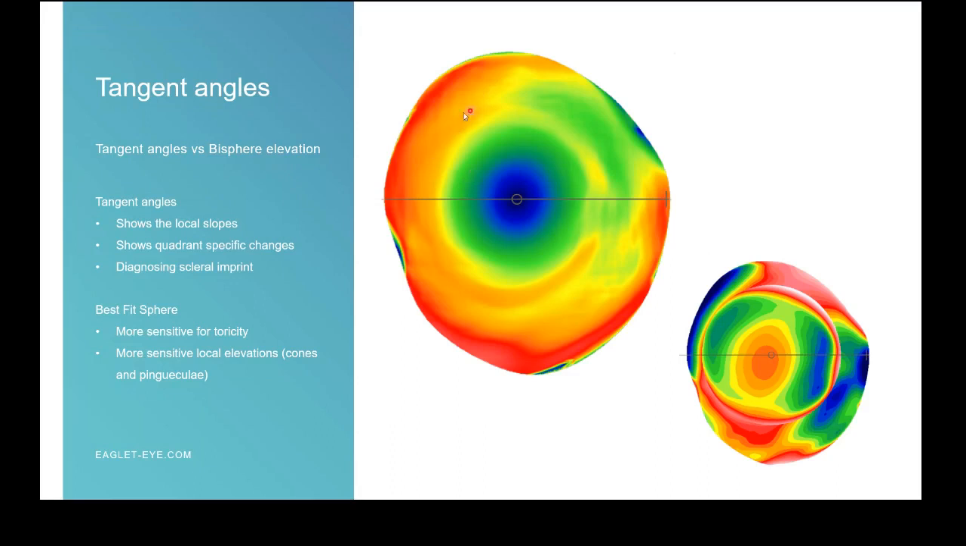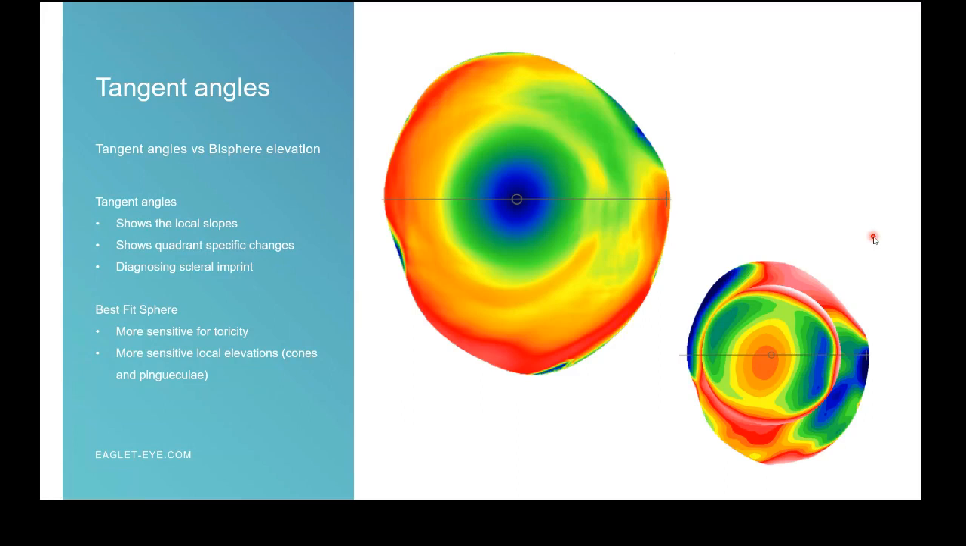So what do you see in this example? Three quadrants are rather steep, and this nasal superior quadrant is much flatter. The image you look at now is the same as the one I showed before for the oblique toric eye. And what's the strength of the tangent angle map? It's more a differentiation between is this eye more a toric eye, or does it look much more quadrant specific?